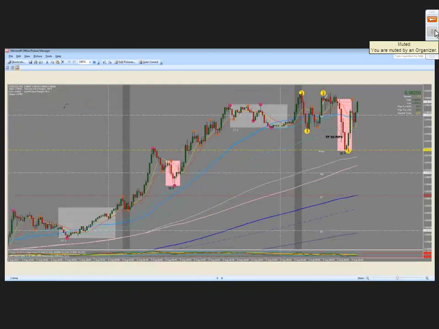All right, here's USD Canadian. You have a vector right out of the box. 1, 2, 3 to the high, right? A quick pullback. They hit it again, failed to take it. You guys can't see that?